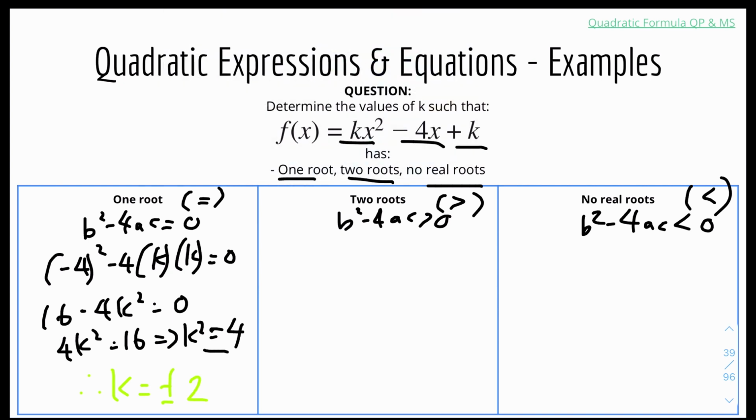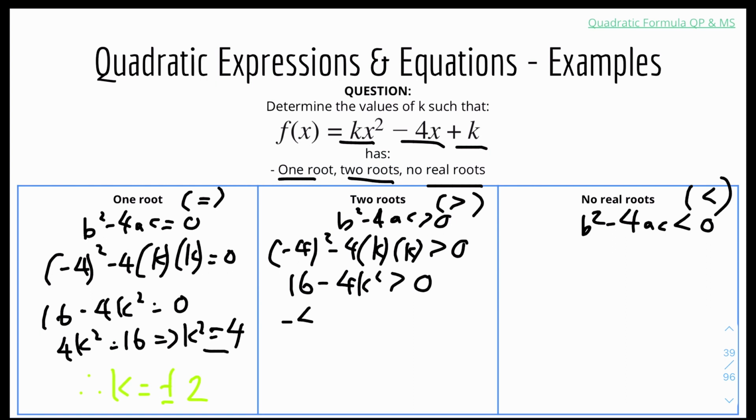And then for the two roots, it will still be like just now, minus 4 squared minus 4k times k, but it will be bigger than 0. And it will simplify to 16 minus 4k squared bigger than 0. It will be minus 4k squared bigger than minus 16. And remember when we have to divide both sides by a negative, we have to flip the sign. And we'll flip the sign as well as dividing by 4. So it will be k squared smaller than 4.